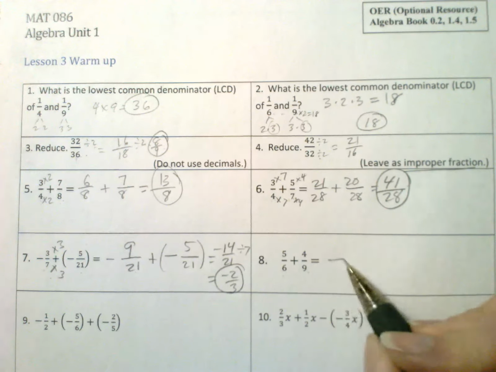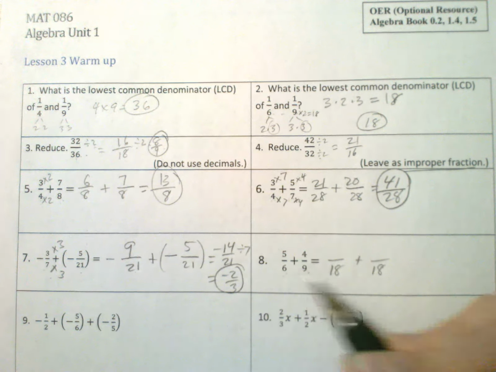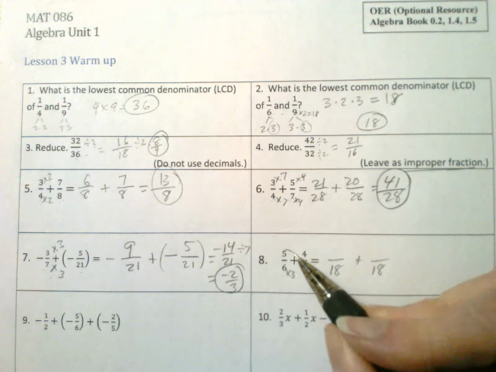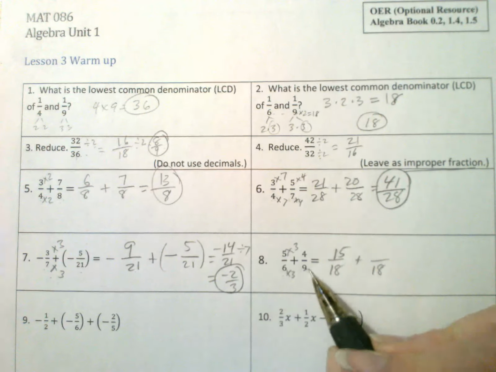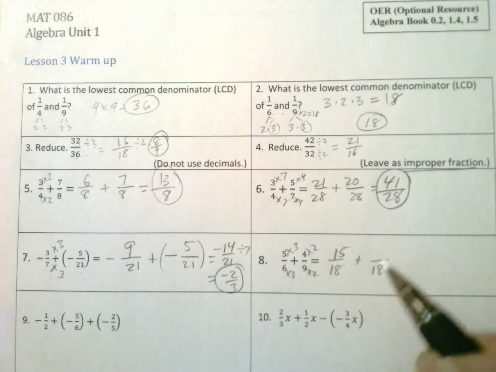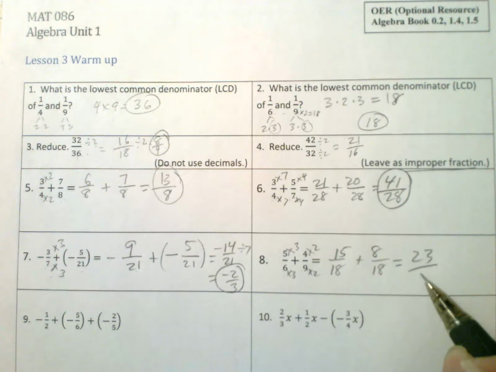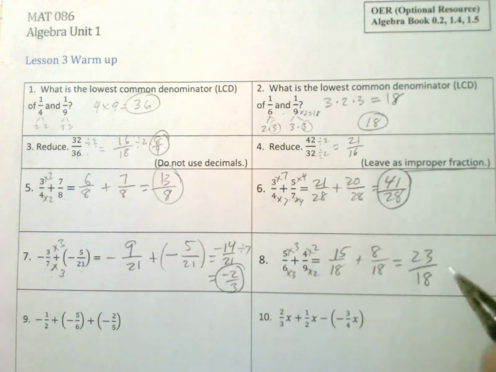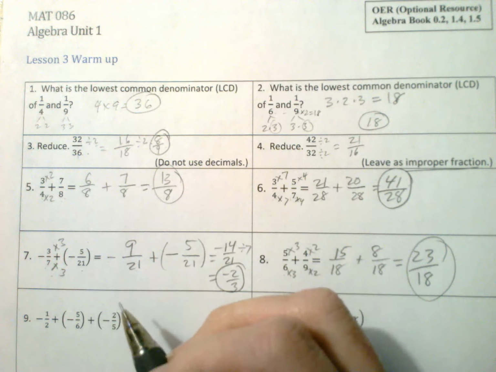6 and 9, we decided it was 18 is your LCD. So 6 into 18 is 3. 3 times 5 is 15. 9 into 18 is 2. 4 times 2 is 8. Therefore, we get 23 out of 18. They have no common factors, so they're not reducible.